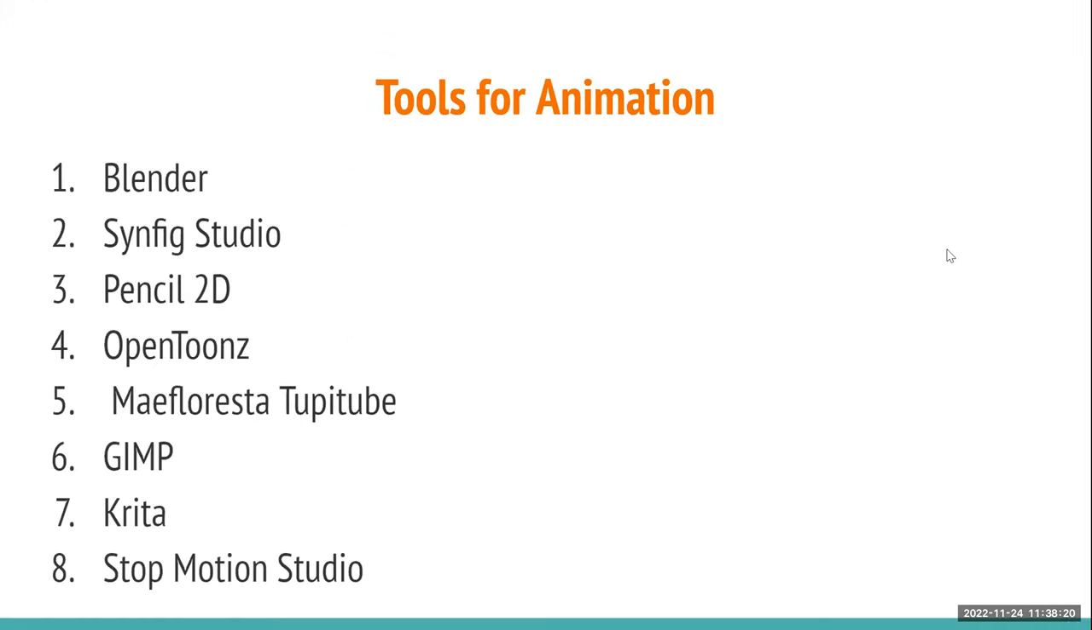So what are the different tools we can use to create animation? Here you can see on the screen, there are different tools by which we can create animation. These are free and open source tools. Today we will use the Stop Motion Studio app, that is serial number 8, and we will learn how we can create animation by using this tool.